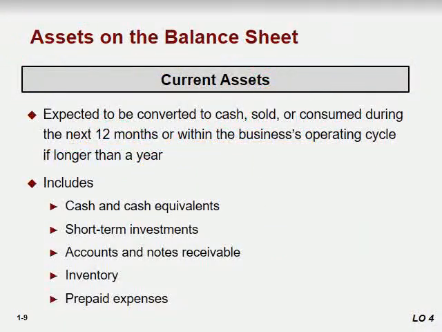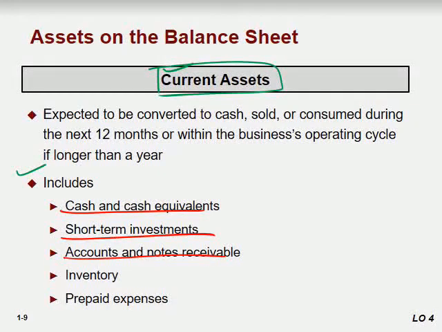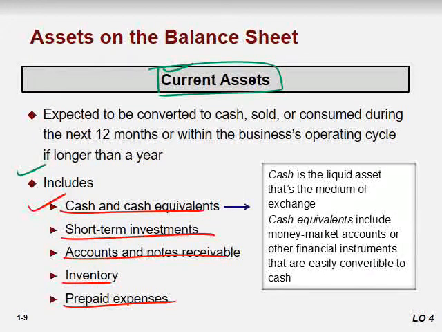Okay, let's talk about the categories of current assets. What things are included in current assets? Number one is cash, cash and cash equivalents, short-term investments, accounts and notes receivable, inventory and prepaid expenses. So let's talk about cash and cash equivalents.